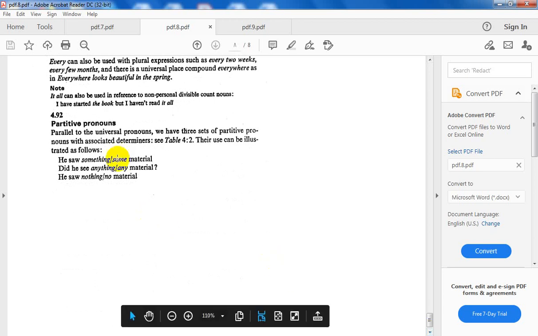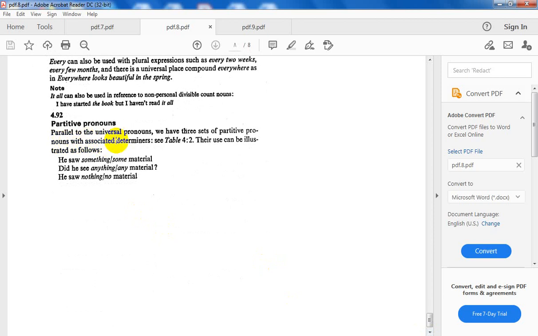Move to the partitive pronouns. Parallel to the universal ones here with every, we have 3 sets of partitive pronouns with associated determiners. Associated determiners: something, some, any, no. What does it mean? Some, something, somebody, somewhere. Nothing, no one, nowhere, nobody. Anyone, anybody, anything, anywhere. These are called parallel.